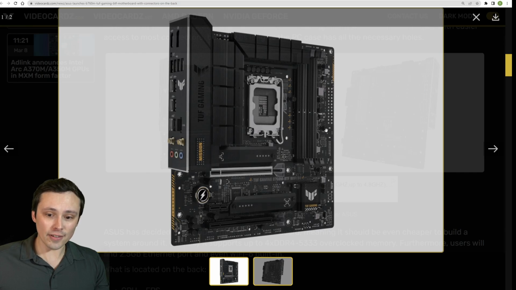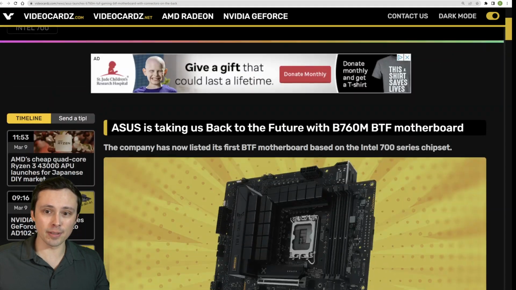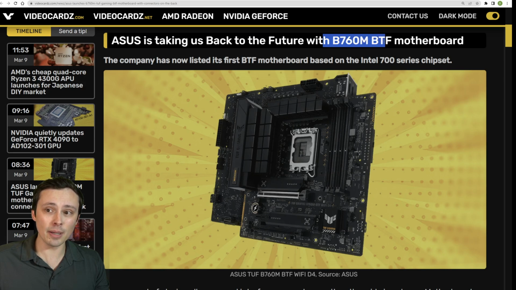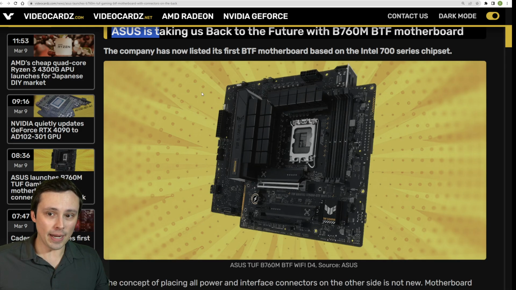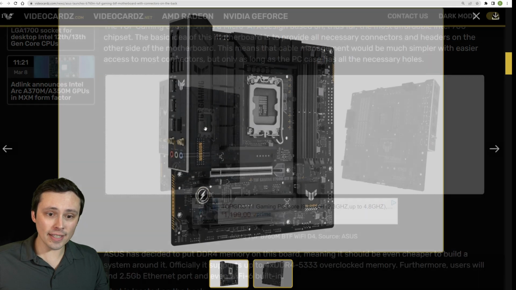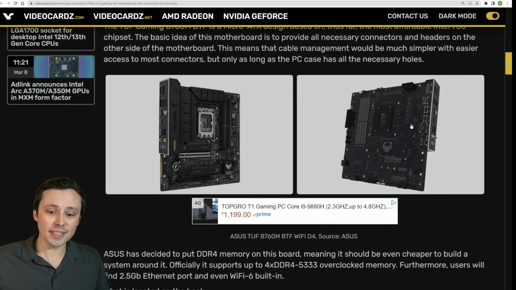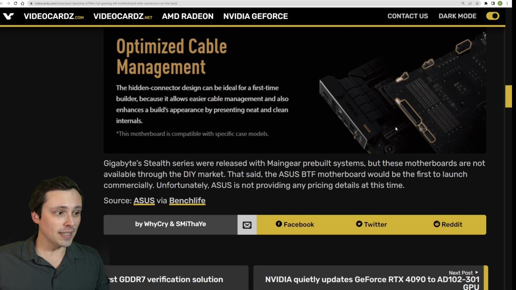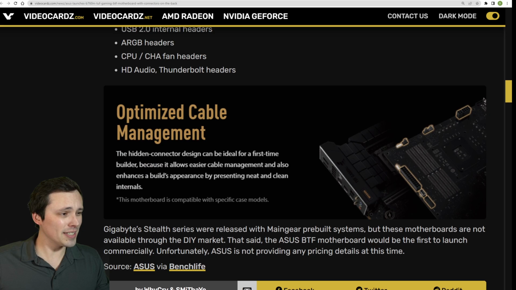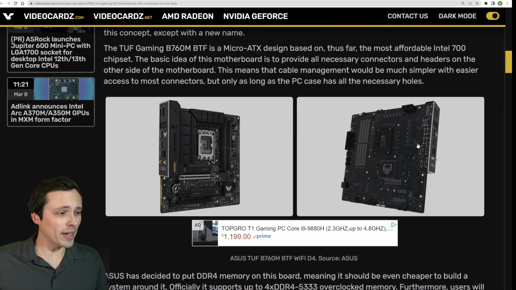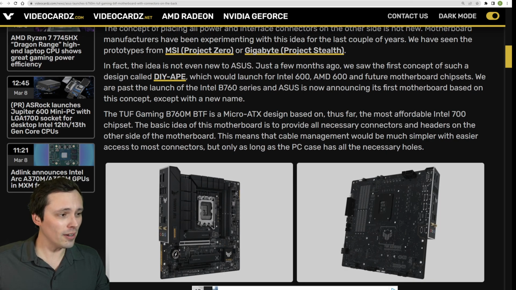This is an Asus TUF motherboard. The specific model is escaping me, so let me scroll up here. It is the B760M BTF motherboard from Asus. Again, getting really interesting design there with the connectors on the back. Having the connectors on the back is going to require a compatible case, so you would need a case with cutouts or something to allow you to access those connectors. But it would be interesting to see the types of builds that could be done with such a design. Is this something that's been done before and I'm just unaware of it, or is this like a totally new thing? Let me know in the comments.